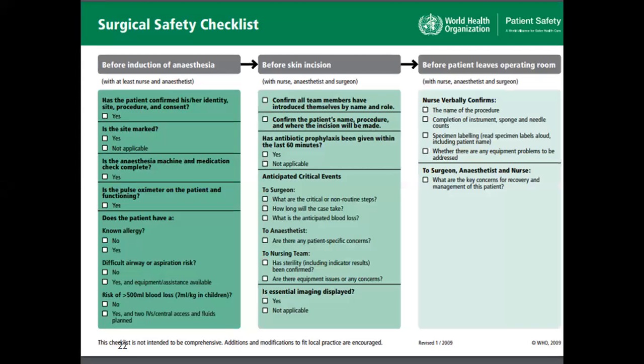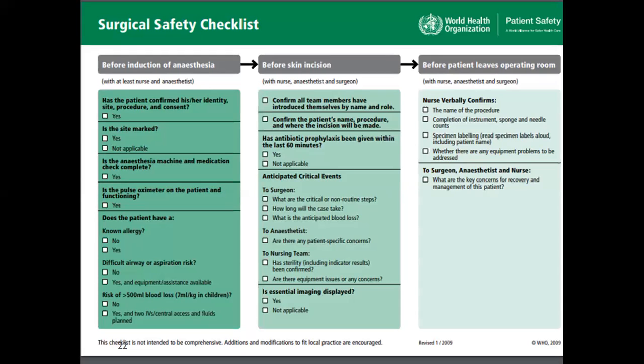We all have this as part of our case records. This is a surgical safety checklist, right? So before the induction of anesthesia, there are certain things that one has to follow. Before the skin incision, the surgical checklist is read out. And before the patient leaves the operating room, we have a checklist which we tick, which is read out and ticked.